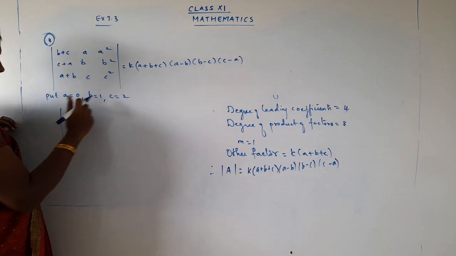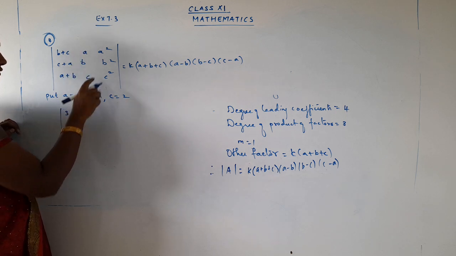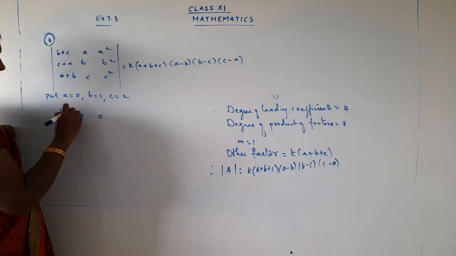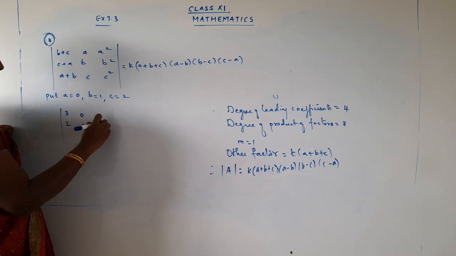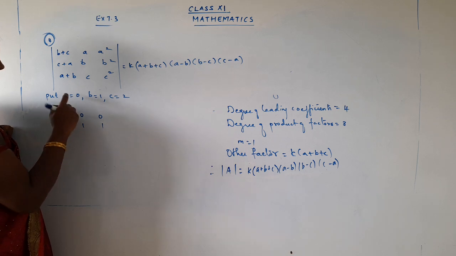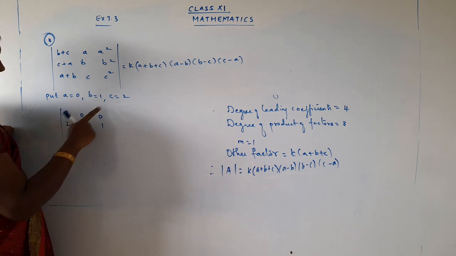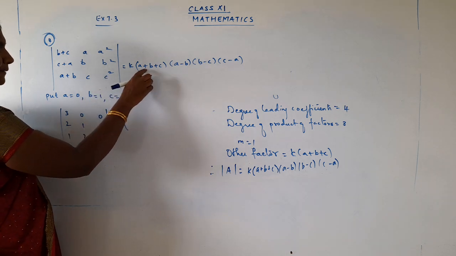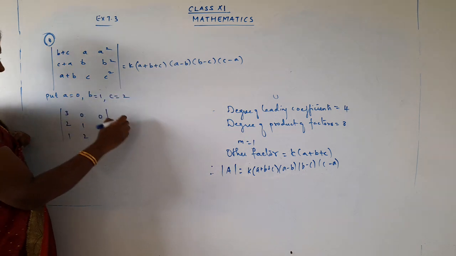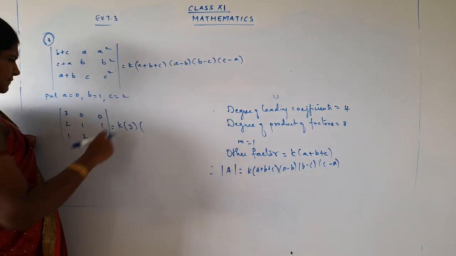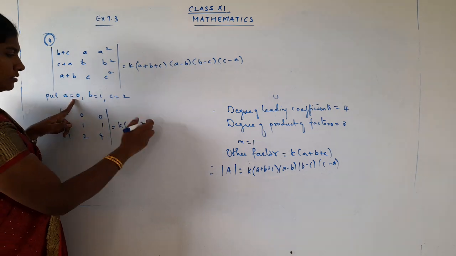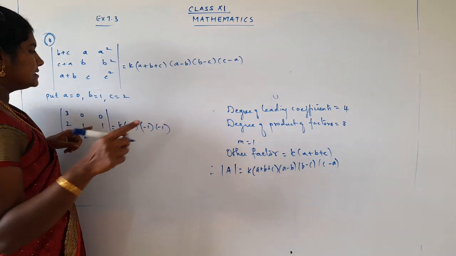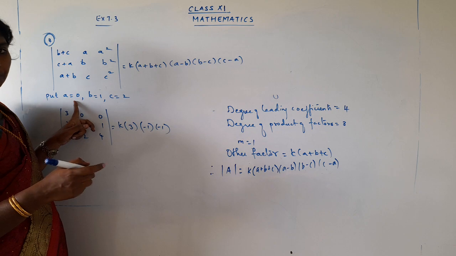So b plus c, 3, a 0, a square 0, c plus a, 2 plus 0, 2, b 1, b square, this is 1, c is 2, c square is 4. K as it is, a plus b plus c. So 0 plus 1 plus 2, 3, a minus b. a minus b means 0 minus 1, minus 1, b minus c, 1 minus 2, minus 1, c minus a. So 2 minus 0, 2.